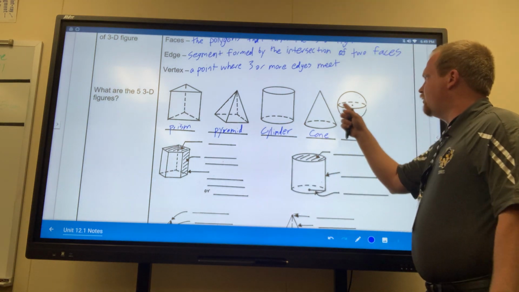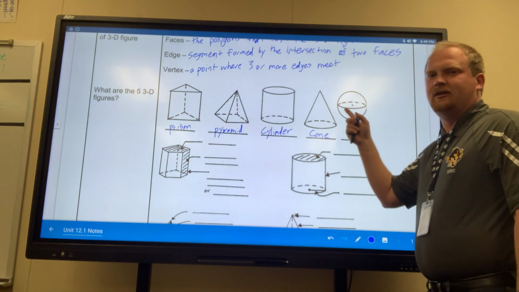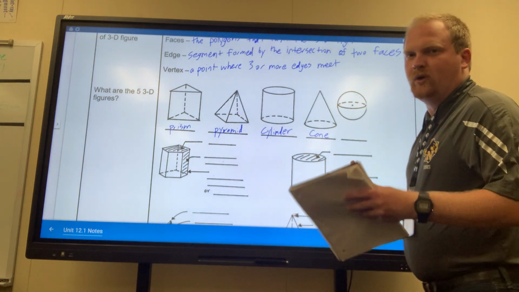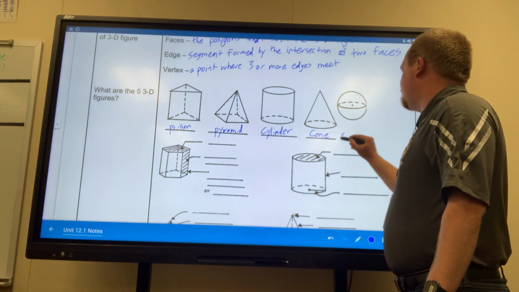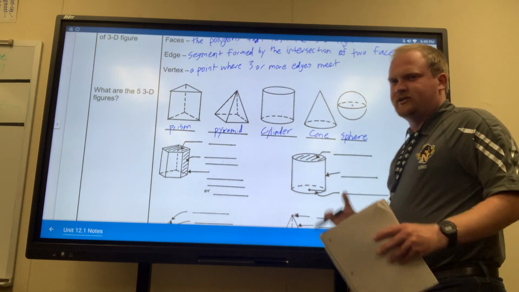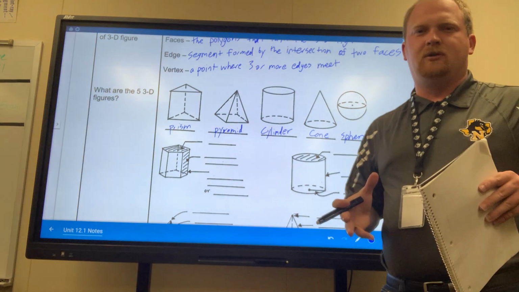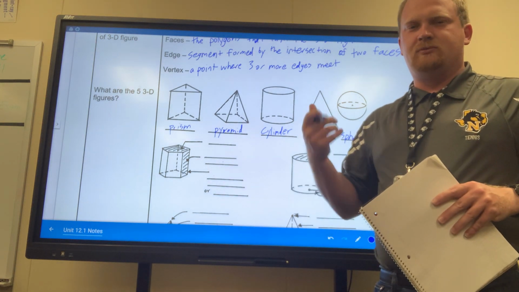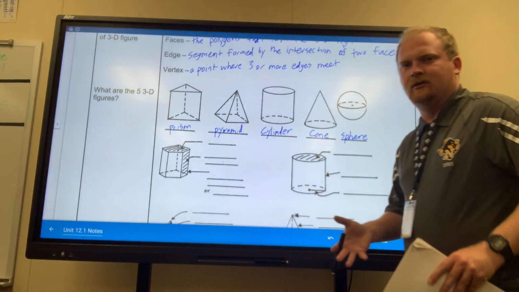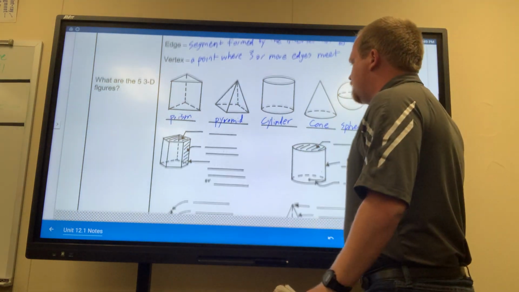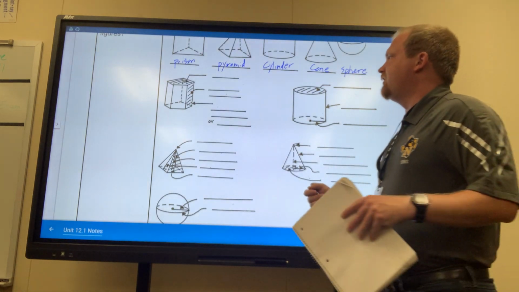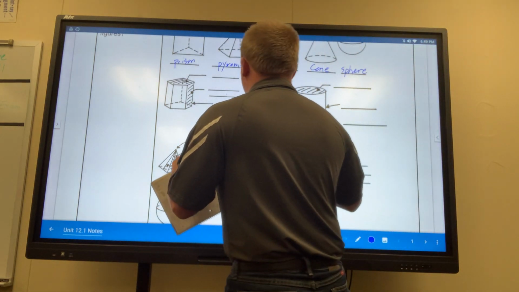Now, what about this one right here? That looks like a ball. What looks like a ball is called a sphere. All right? It's a sphere. Like I said, it's just like a ball, whether it's a baseball, tennis ball, basketball, whatever, it's a sphere. Now, there are different characteristics that describe each figure.